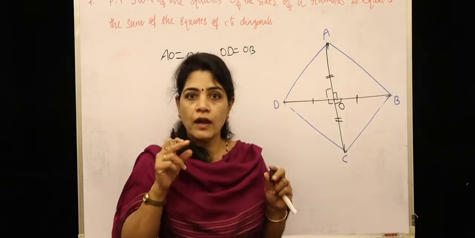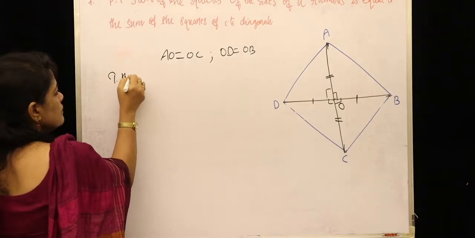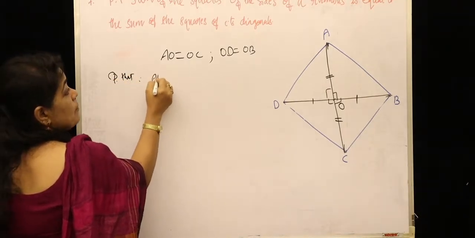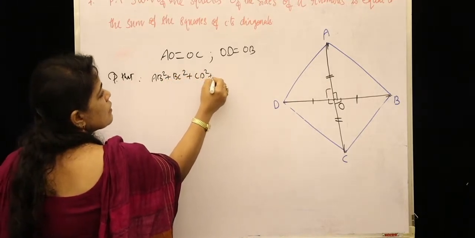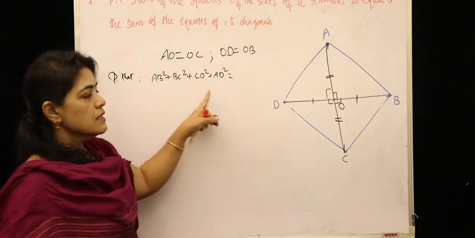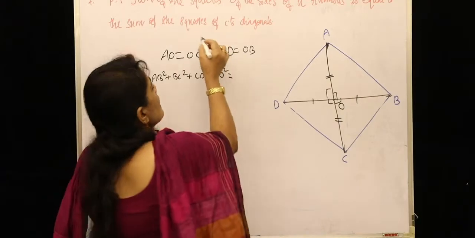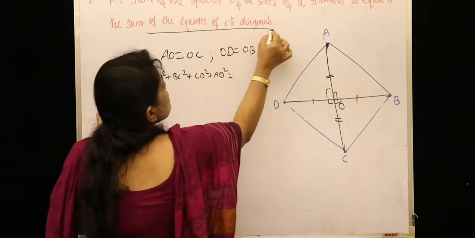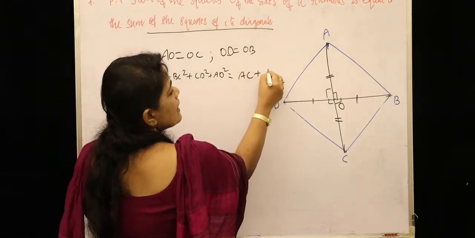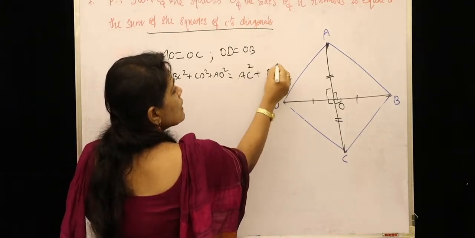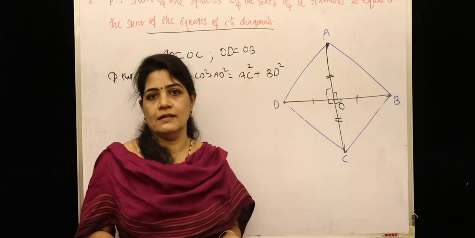What we have to prove? We have to prove that AB square plus BC square plus CD square plus AD square. This is the sum of the squares of the sides of the rhombus, which should be equal to the sum of the squares of its diagonals. Diagonals are AC and BD. This is what we need to prove in this question.